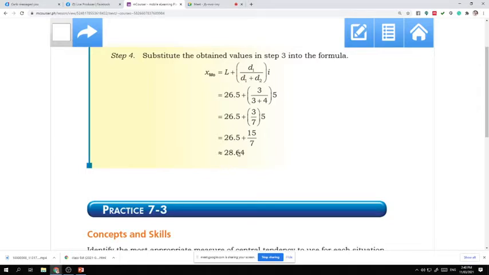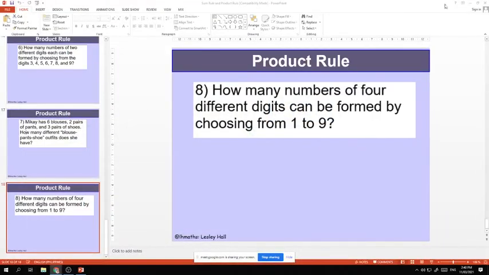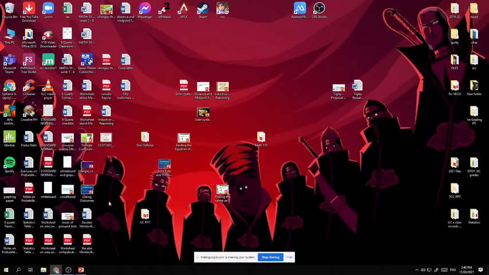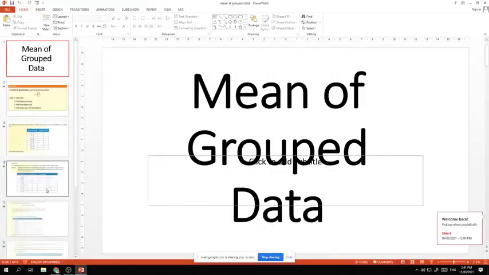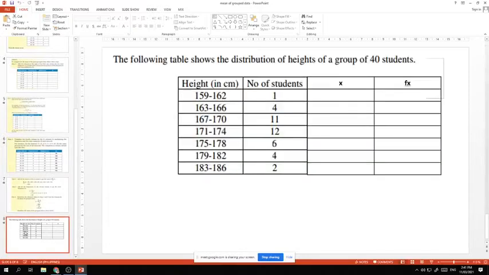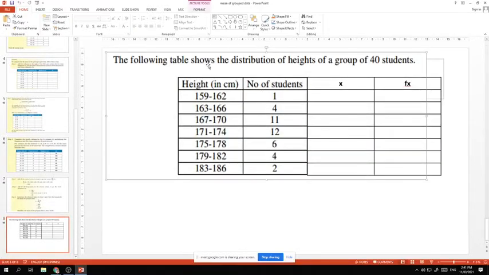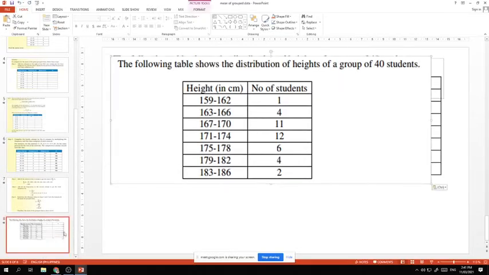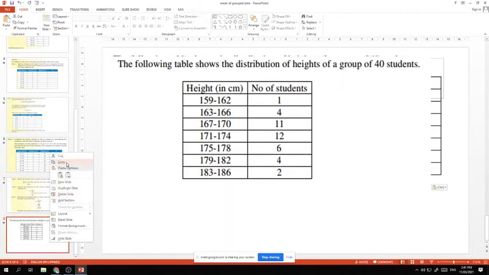Okay, Section Galileo, are there any questions regarding the mode and the median? Okay, let me look for the presentation we had last time first. Finding the mean, where are you? Mean of group data. I will be using the same data for this, but I'm going to make a copy.